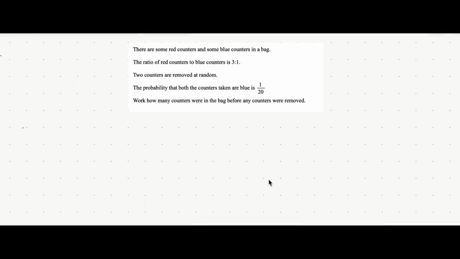In this question, we're going to have a look at probability equations, and this is quite difficult because it involves ratios and forming equations, quadratic equations actually. So yeah, let's have a look at it.